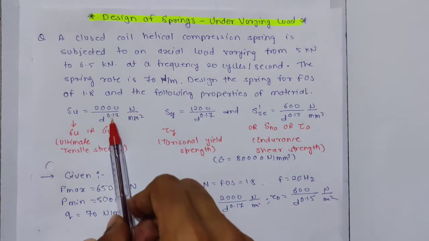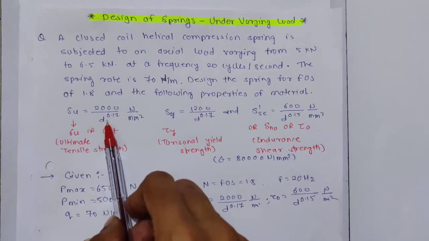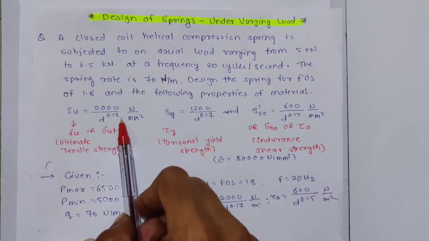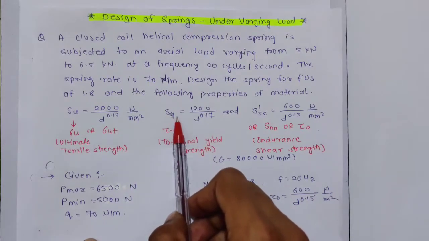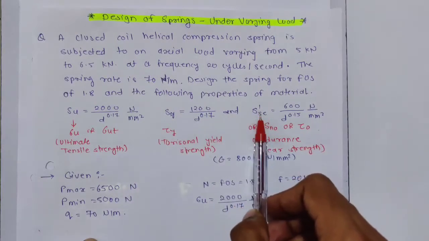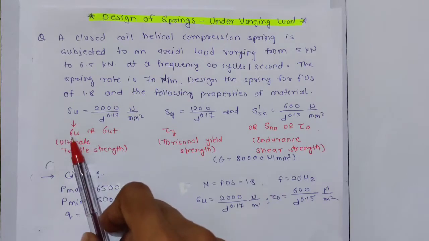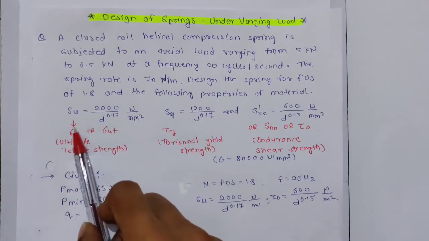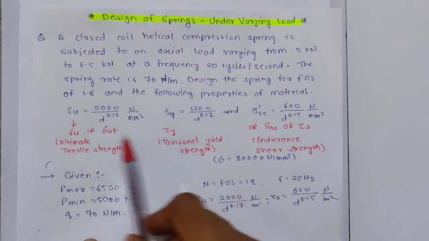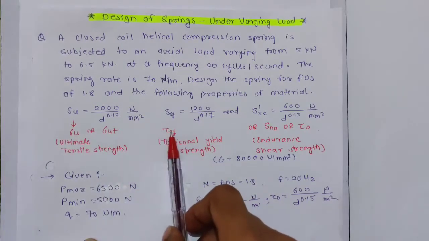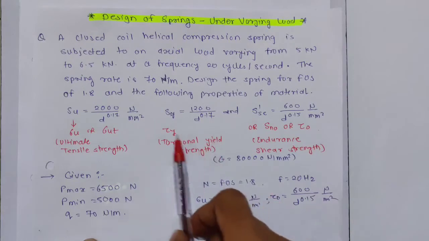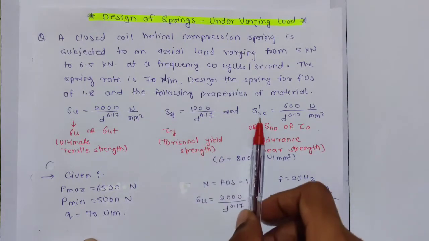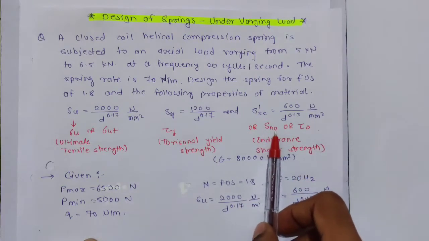SU in terms of wire diameter is 2000 divided by d raised to 0.17. Then SY, then S dash SE. So SU is nothing but sigma U or sigma UT, that is ultimate tensile strength. We are using this notation because it is in PSG. Then tau Y, torsional yield strength. So SY is nothing but tau Y, and S dash SE is nothing but SNO or tau O.